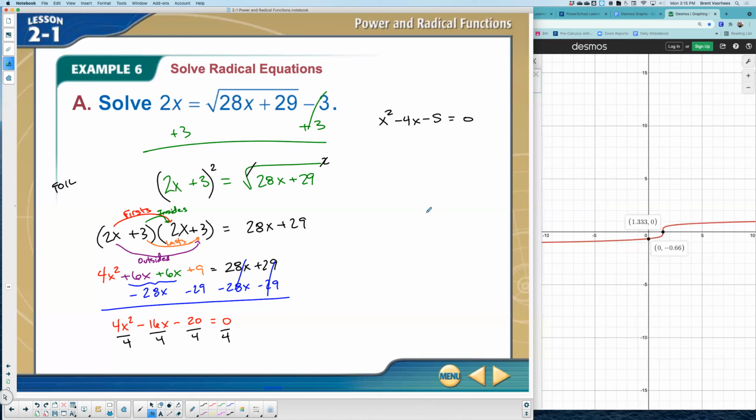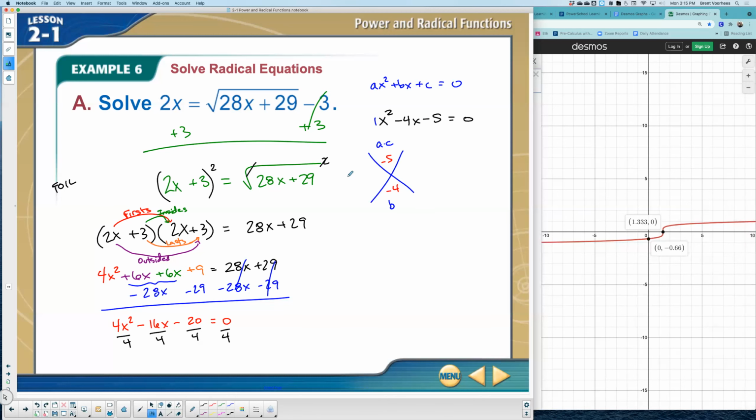That's in the form of ax squared plus bx plus c equals 0, and we can do x method factoring for this. Remember, with x method, you take your a times c on top and your b on the bottom. So a times c, that's 1 times -5, which is -5. I'm looking for factors of -5 that add up to the b value of -4.